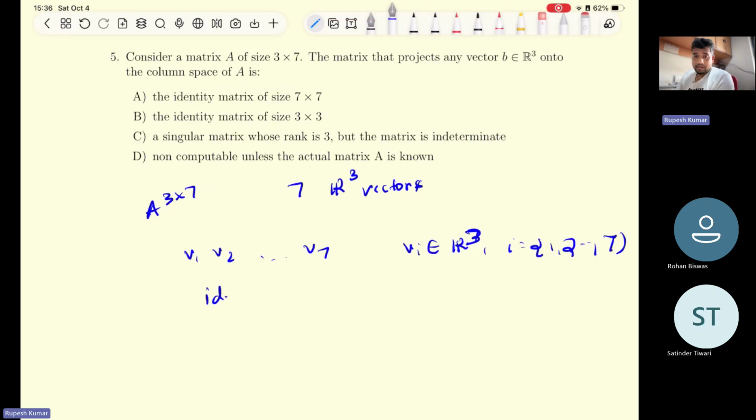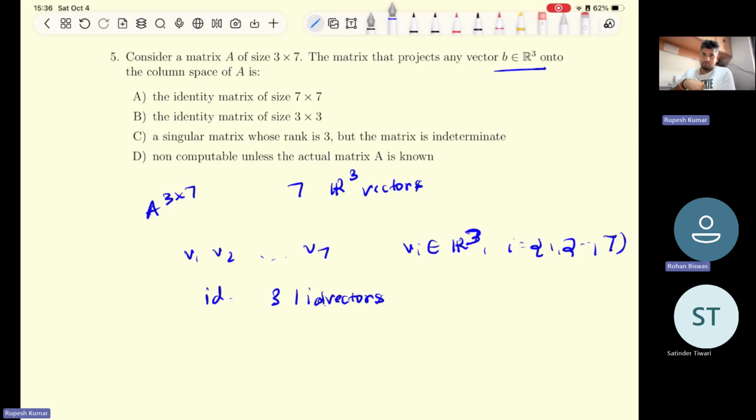Why? Because there will be at least three linearly independent column vectors that will span the entire R3 space. And since any vector lies in R3, the projector will be the identity matrix. You don't need to do anything else. But now let's say you are not given any information, we cannot say.